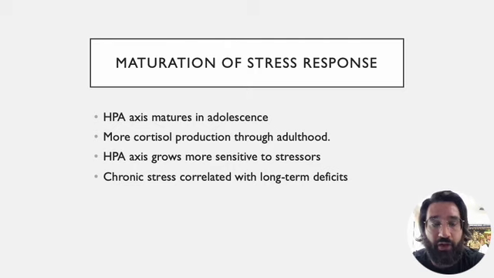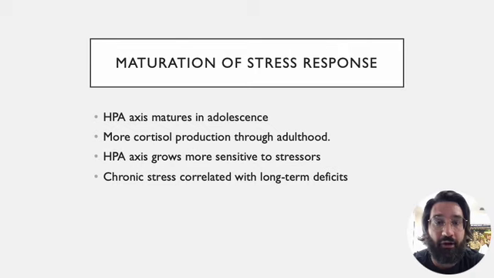So another important change that we observe in the adolescent period is the maturation of the stress response. You'll recall what we referred to as the HPA axis when we learned about the human stress response, and that this HPA axis begins to mature in adolescence. So there's more cortisol production happening in the teenage years all the way through adulthood. And at the same time, the HPA axis is growing more sensitive to life stressors.